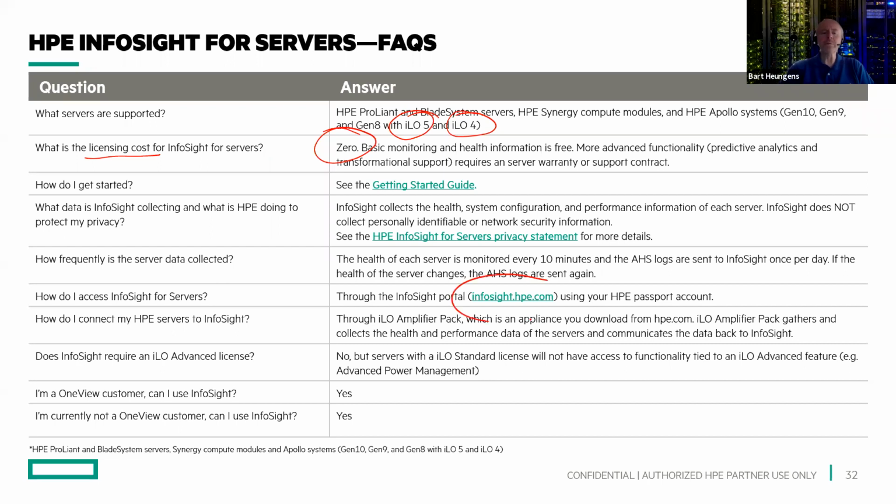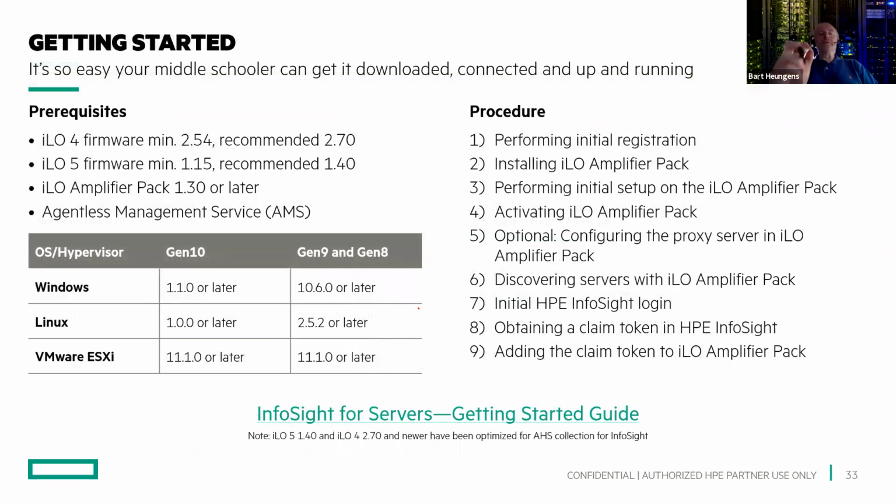How do I access it? Well, it's really easy: infosight.hpe.com. And like I said, so what do I need? I need a server with iLO 4.